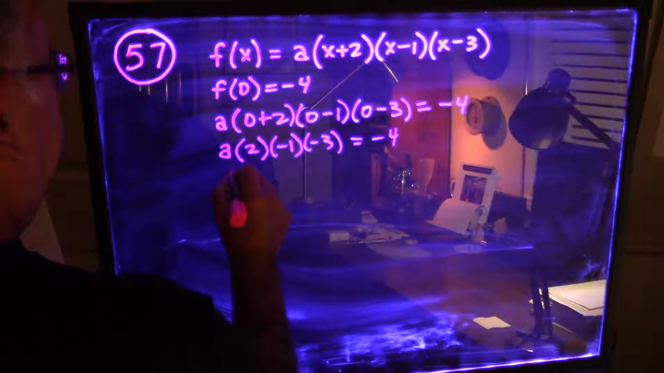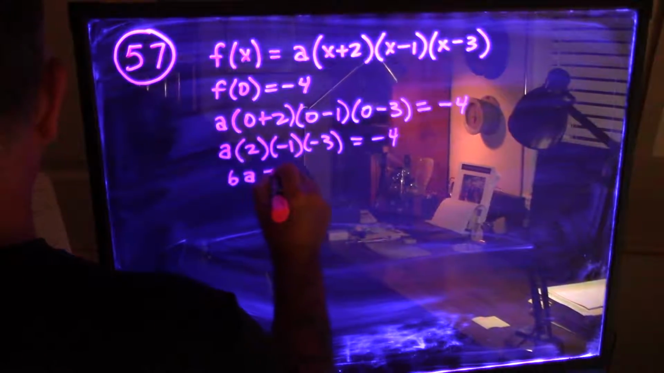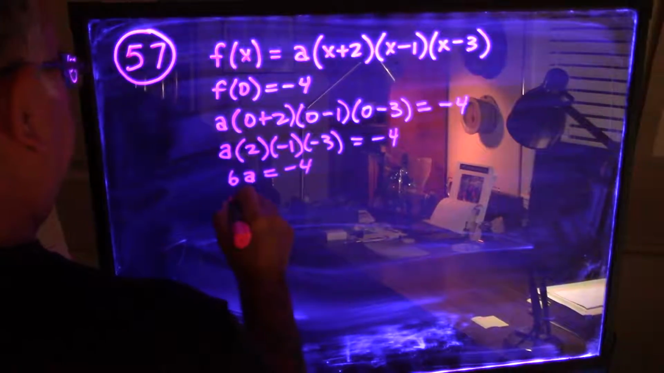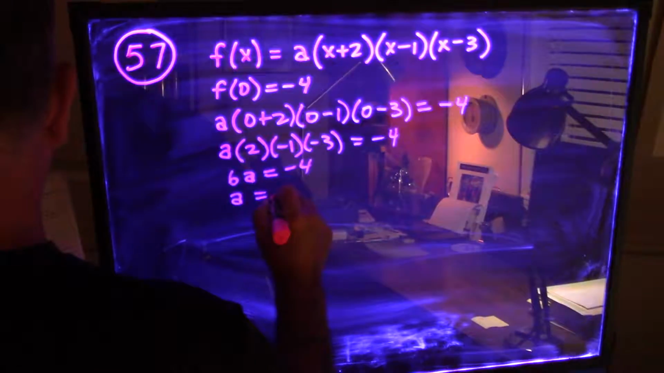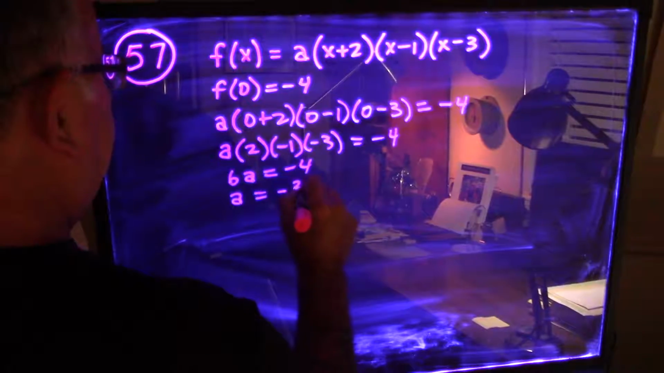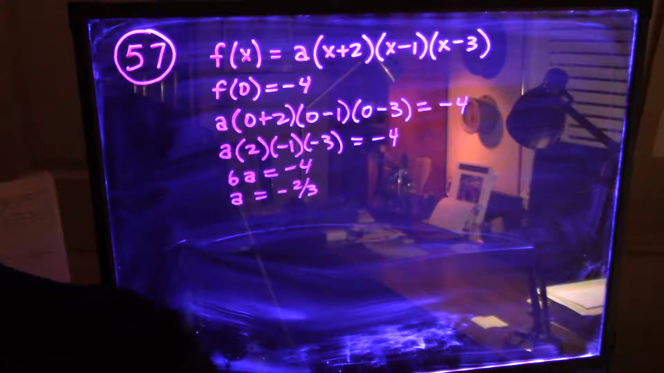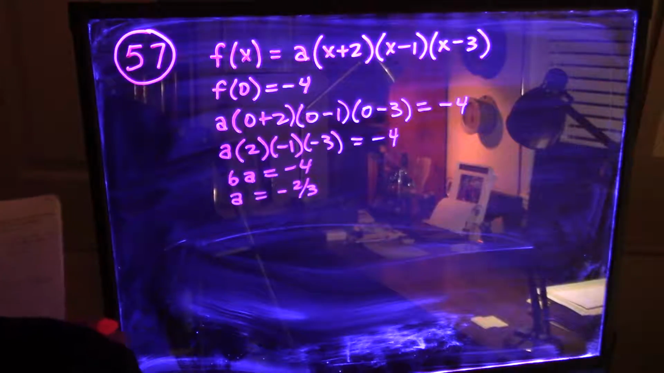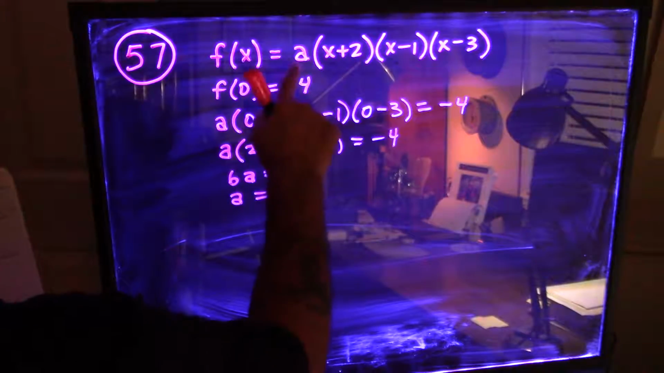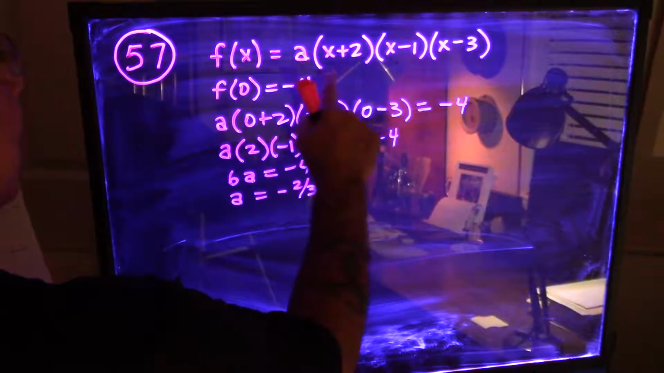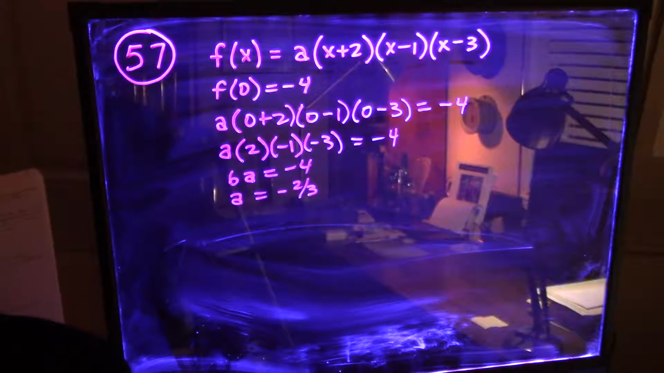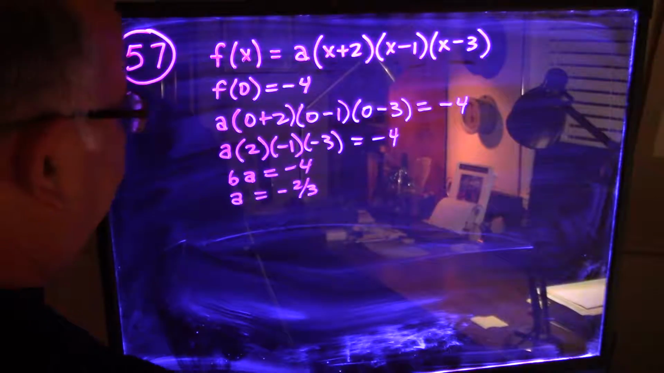Okay, so 6a is equal to negative 4, and a equals negative 2/3. Okay. So f of x then will equal negative 2/3 right there, and then write all the rest of that, and you've got your function.